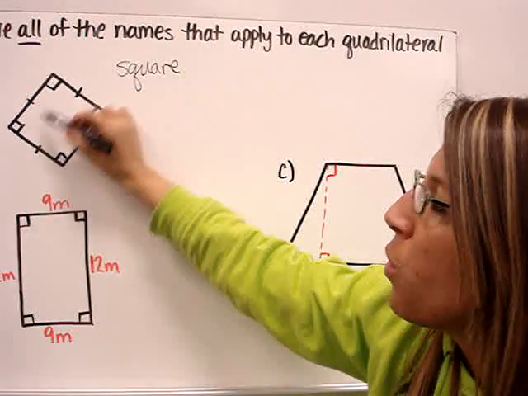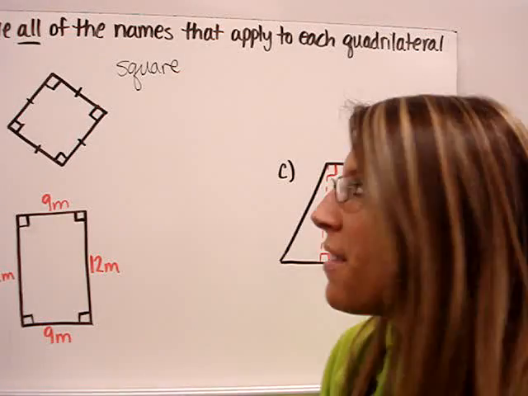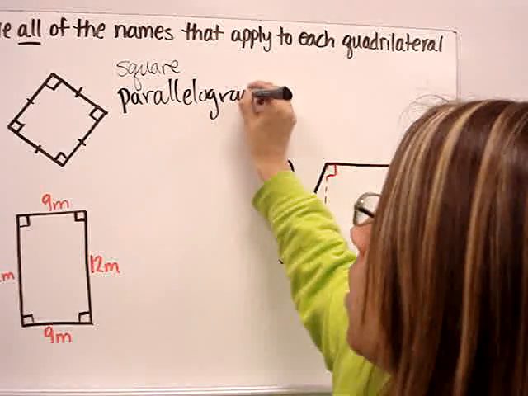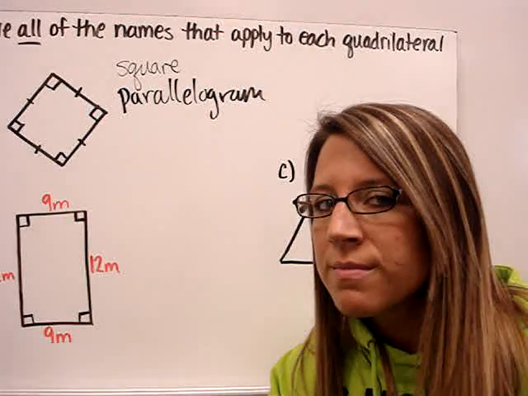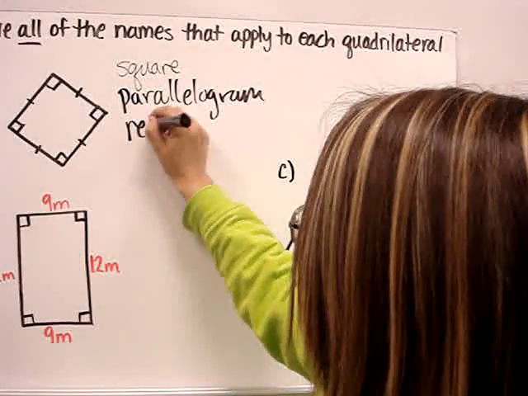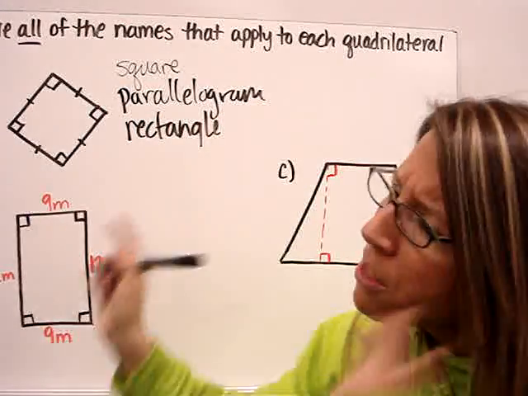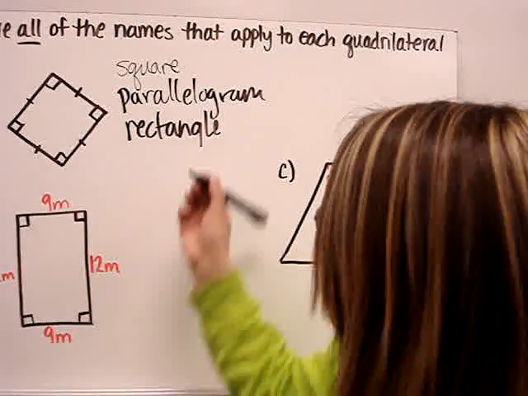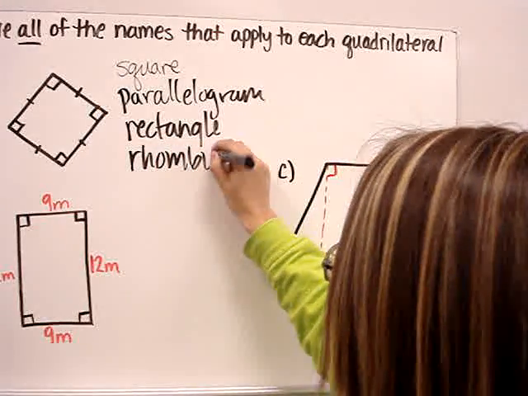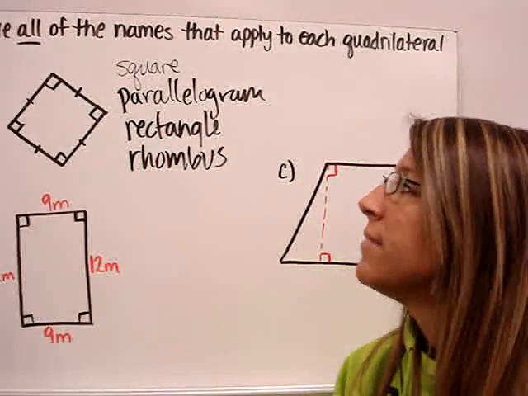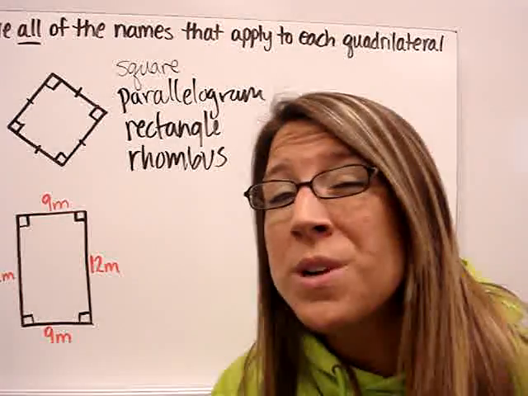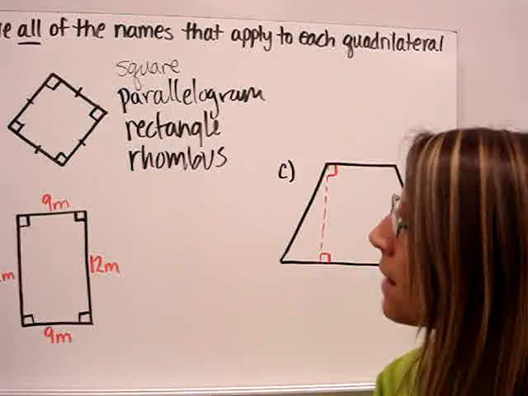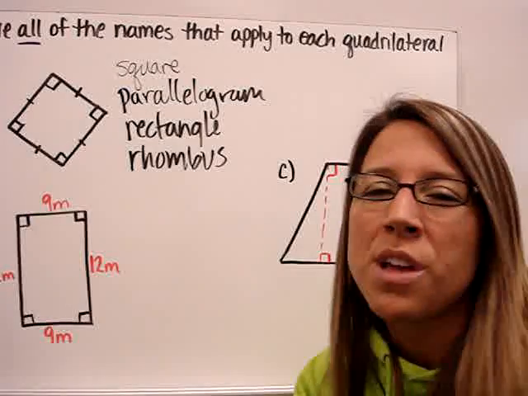Now because it has 4 right angles, it's also a parallelogram, right? And if it's a parallelogram with 4 right angles, it's also a rectangle. And if it's a parallelogram with 4 congruent sides, it's also a rhombus. So this square is all of these things. This is always going to be true for squares. Squares are really special like that. Okay? So a square is a parallelogram, is a rectangle, is a rhombus. But it's not always true the other way around.